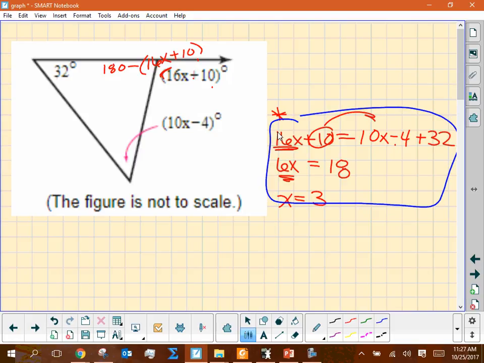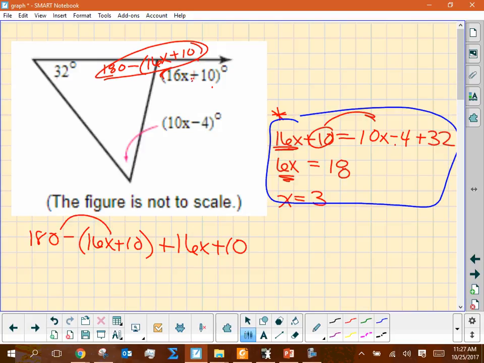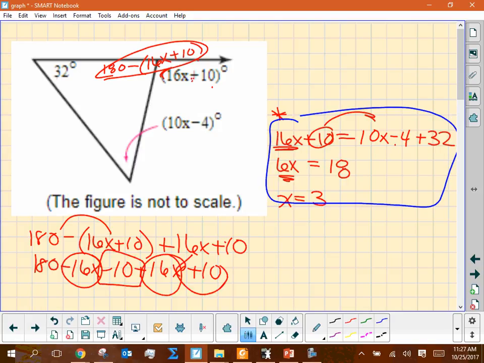So what I'm saying is that this red angle here, if I take 180 minus the quantity 16x plus 10, add to it this quantity, 16x plus 10. Okay? Distribute my negative through, so it gives me 180 minus 16x minus 10 plus 16x plus 10. Sorry, that's plus 10. What happens to this negative 16x and that positive 16x? What happens to that negative 10 and that positive 10? And what are you left with? 180. So that tells me that I do have the right expression for that angle.